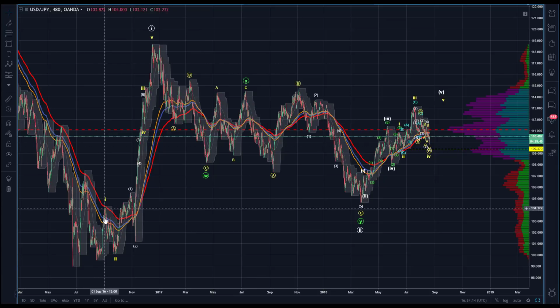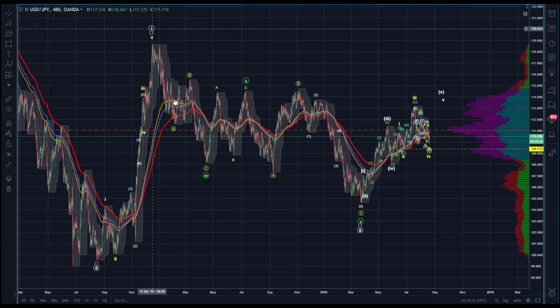So I've got us coming off of this low down here. I believe this wick here is just an extreme. We've got a truncation here. So I'm counting this as 1, 2. Then we're going 3, 4, and 5. So we're completing, in the very large degree, a 1 wave.